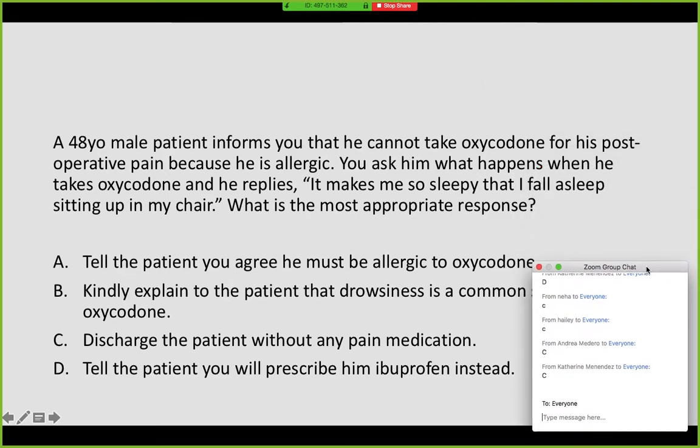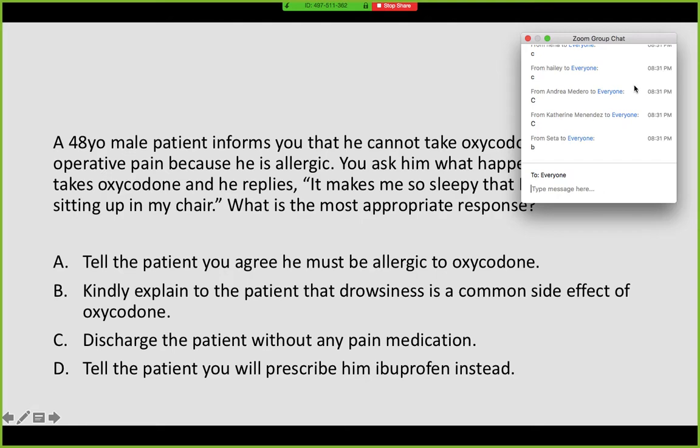Okay. A 48-year-old male patient informs you that he cannot take oxycodone for his post-operative pain because he is allergic. You ask him what happens when he takes oxycodone, and he replies, "It makes me so sleepy that I fall asleep sitting up in my chair." What is the most appropriate response? Right, good job. So you're going to explain to him that drowsiness is to be expected because it's a common side effect of oxycodone. So hopefully this shows you a way that she could ask you for the difference between an allergy and a side effect in a question.